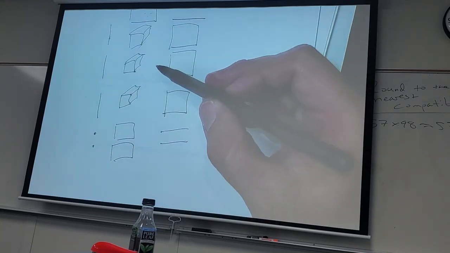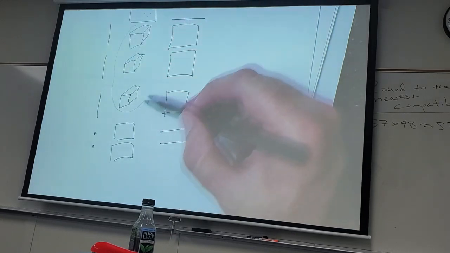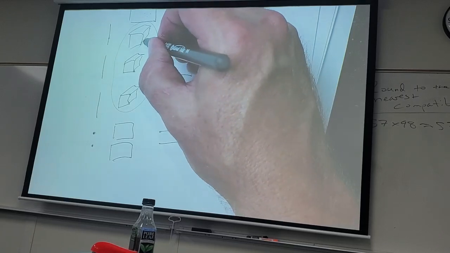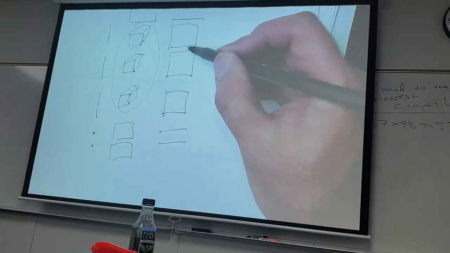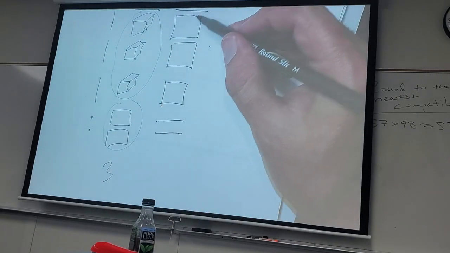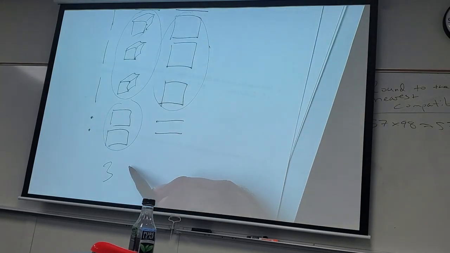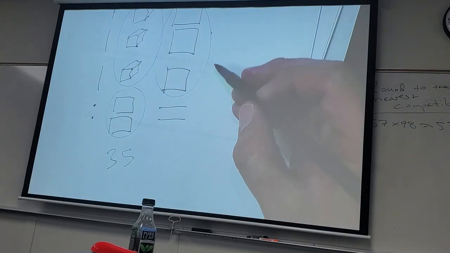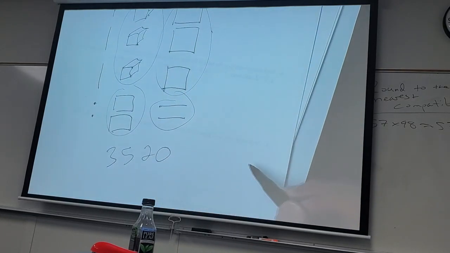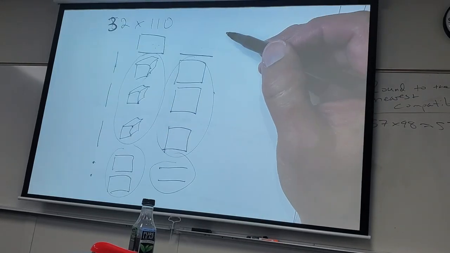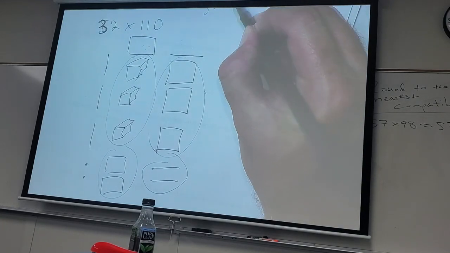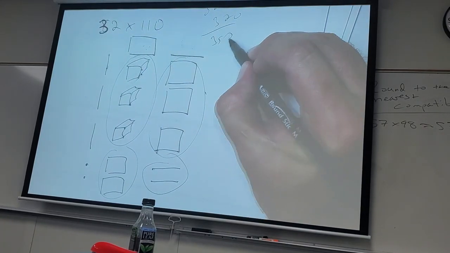okay, so let's see what we get. What are each of these? Yeah, they're each 1,000, right? Because the flats are 100. So this will be 3,000. And then how many hundreds do I have? 500. And then I've got 2 tens, right? And what is 32 times 110? Let's see, 32 times 100 is 3,200. 32 times 10 is 320. So then I get 3,520.